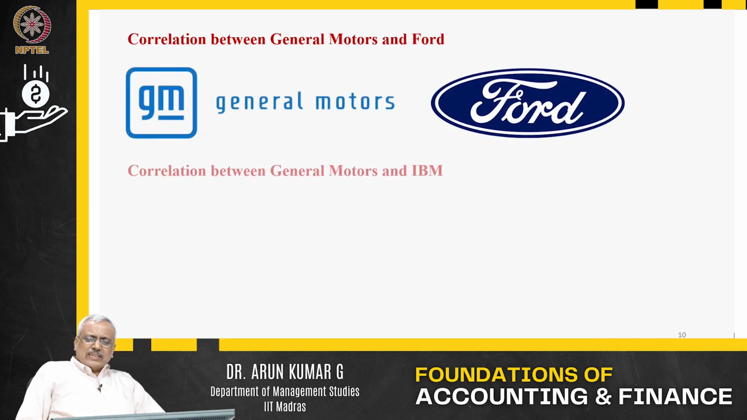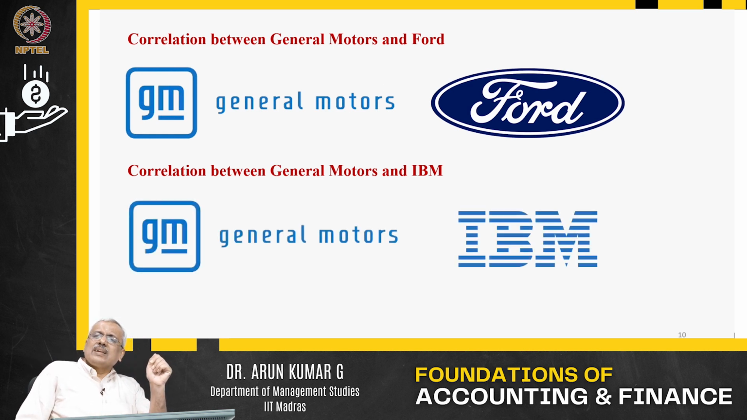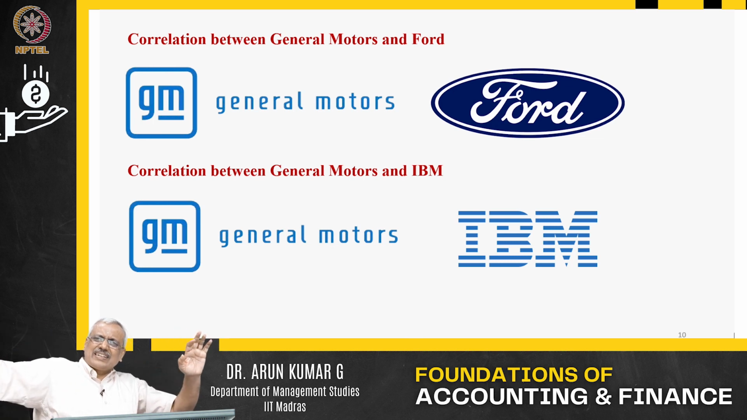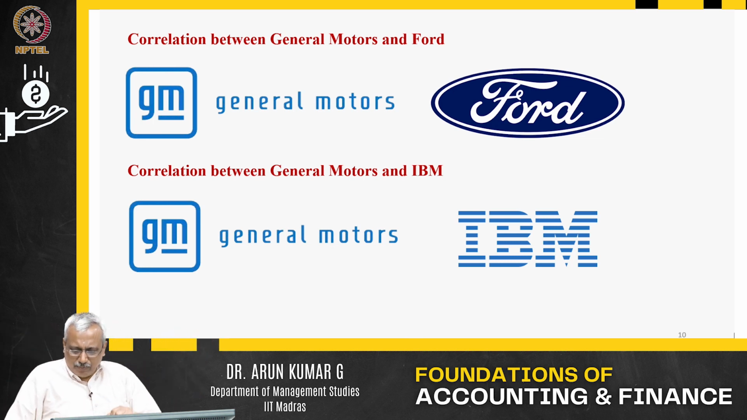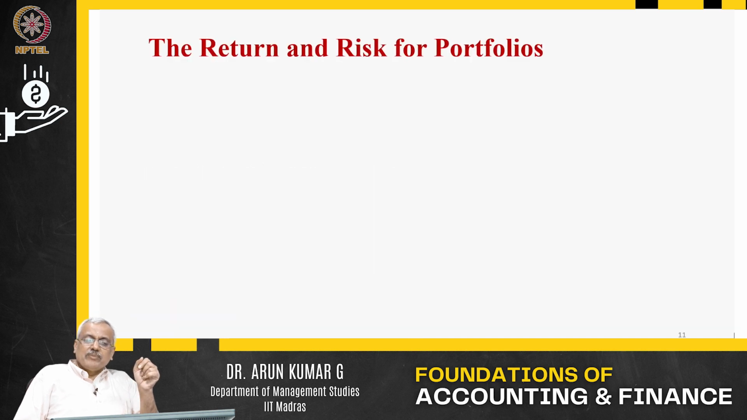I have taken some correlations. The correlation between General Motors and Ford is expected to be high because both are in the same sector. The correlation between General Motors and IBM is expected to be low because they are in different sectors and need not move together. A policy may not affect both companies in the same way because they are completely different businesses. So we are looking at co-movements. The correlation between General Motors and Ford is much higher than between General Motors and IBM.